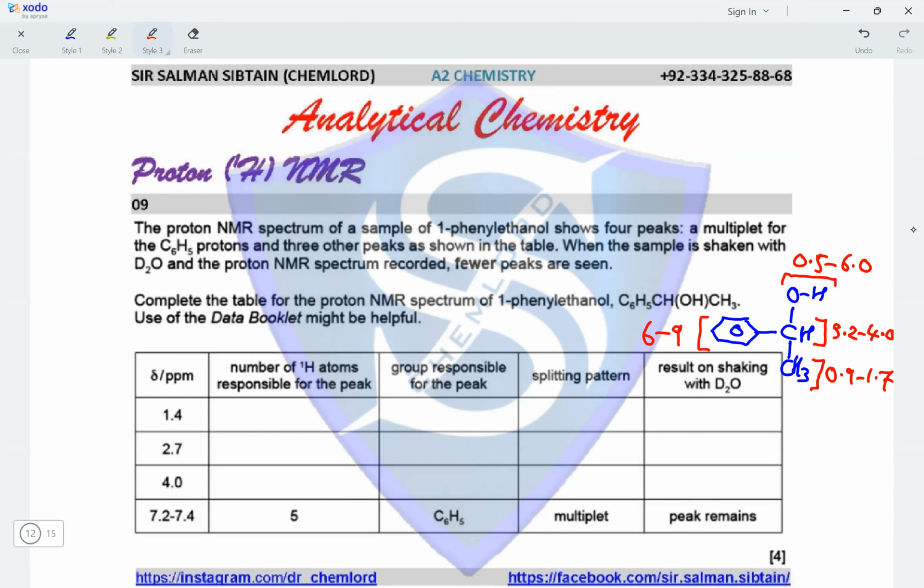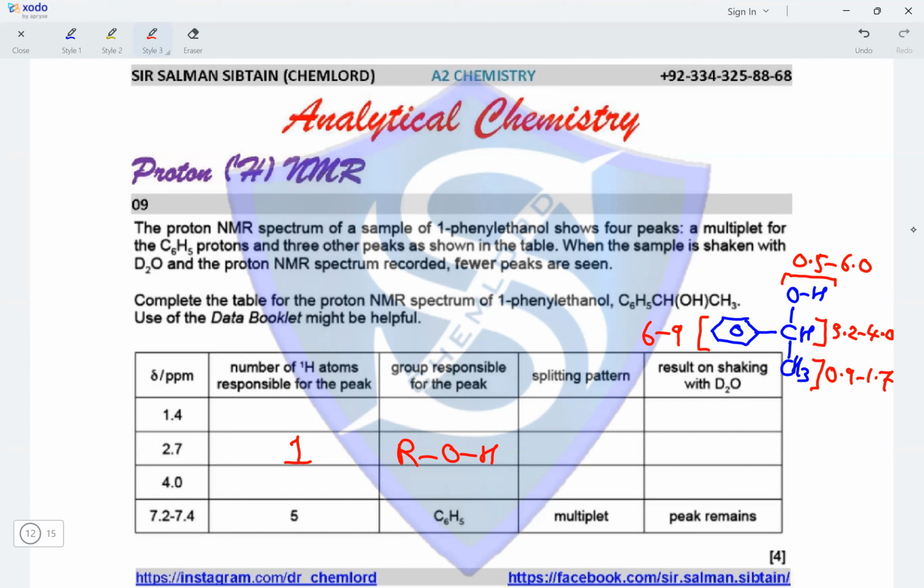So the first one is 1.4. Now 1.4 can lie in the alcohol range as well as the CH3 next to alkyl. So there are two possibilities for 1.4. So moving on, we've got a 2.7. The 2.7 can only lie in the range of 0.5 to 6.0. Therefore, it is the peak responsible for the alcohol group. So the group responsible for this peak would be ROH, and the number of H atoms responsible for the peak would be 1 because there is a single hydrogen atom in the OH group.